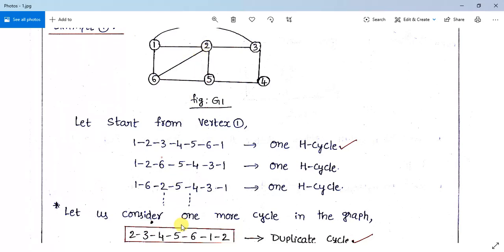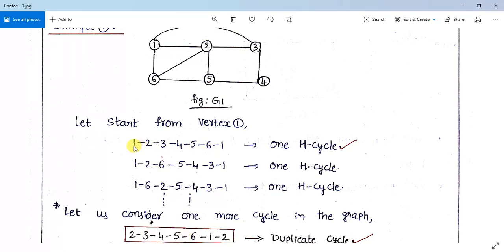Here I should not consider this one as a Hamiltonian cycle. Why? Because the cycle is already repeated here. This is a duplicate cycle. See, if you consider this cycle and this cycle, both cycles are considered the same. Why? Because the order of visiting the vertices is the same in both the cycles.